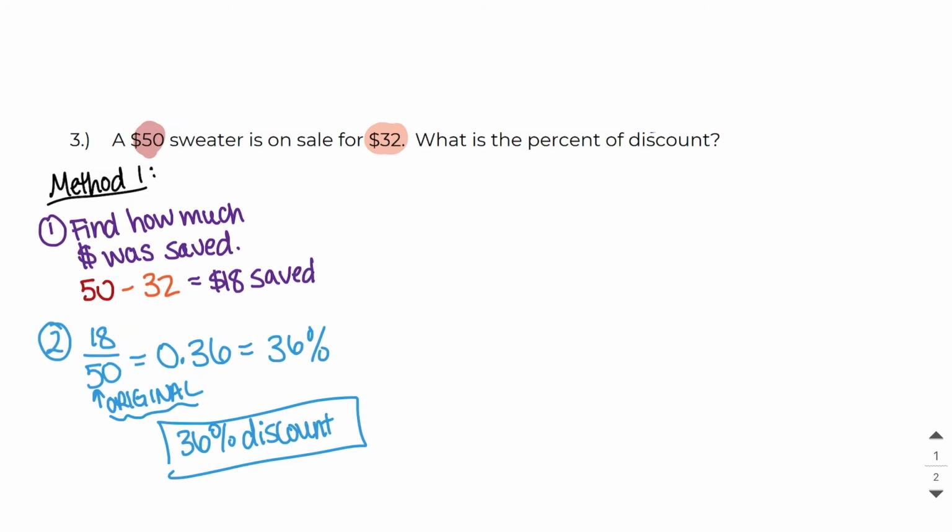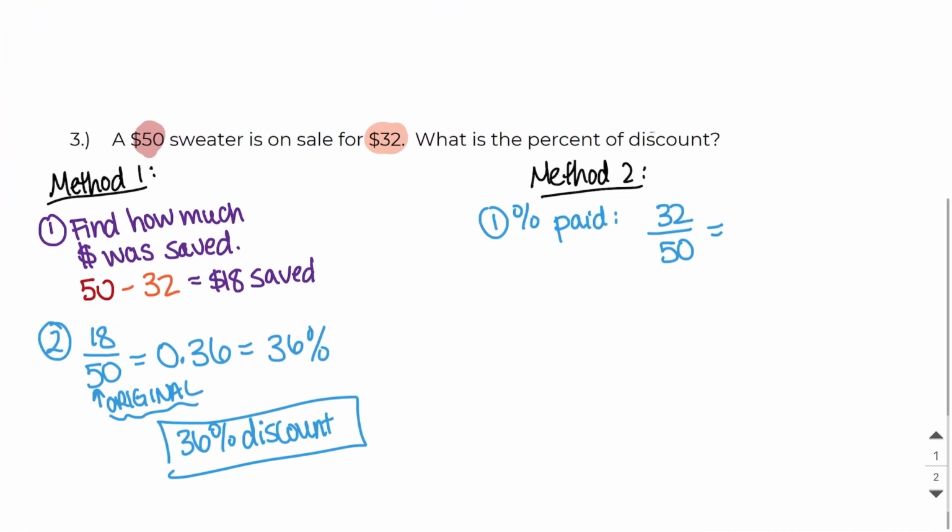Now, another option that we have, and again, I'm giving you a couple options so you can choose whichever method you prefer. Another option that we have is to find out what percent was paid. So we can see that we paid $32 out of the original $50. So 32 out of 50, when I divide that, is 0.64. So here we can say this is 0.64, which is 64%, because this just has to get moved over 2 times, right? So we know that this is 64% paid, but I want to know what my discount was.